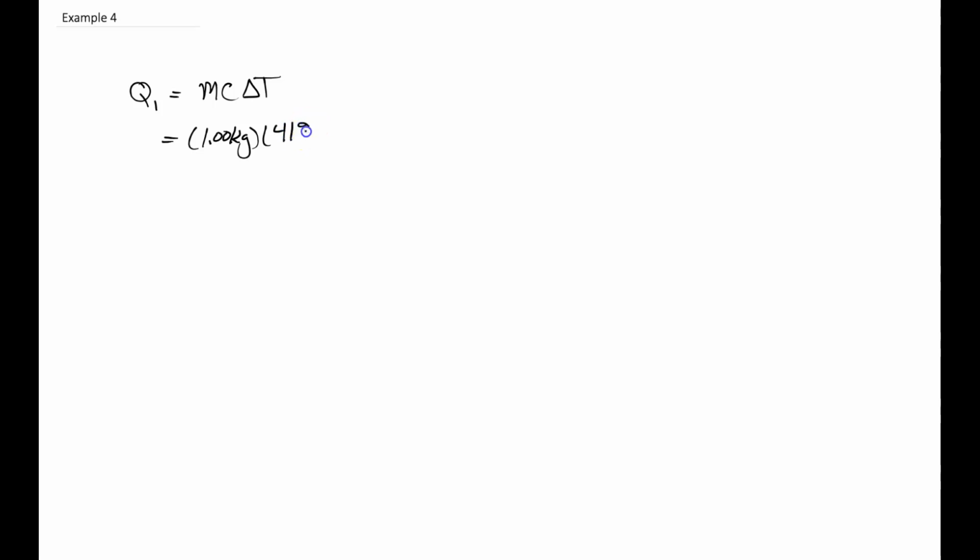4190. Some books, or some searches, will give you 4186. I will be giving you that on a quiz or a test, so don't worry about memorizing it. So let's use 4190, and then the change in temperature is going to be 100 minus 20. I'll change this to Kelvin because, again, a change in temperature is okay in either degrees Celsius or Kelvin.